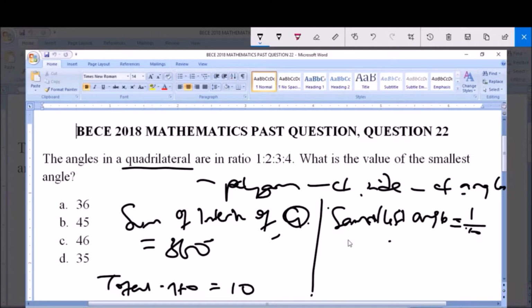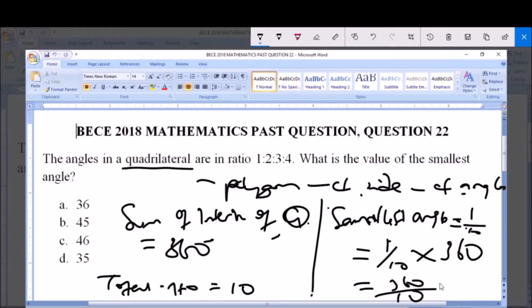That is, the portion of the smallest angle in 360 is 1 over 10 of 360. So therefore we have that the smallest angle is given as 1 over 10 multiplied by 360, which is the total sum of the interior angles in a quadrilateral. And this is equal to 360 over 10, because 1 times 360 will give us 360. Now 360 divided by 10 will give us 36. So therefore our smallest angle of a quadrilateral is 36.